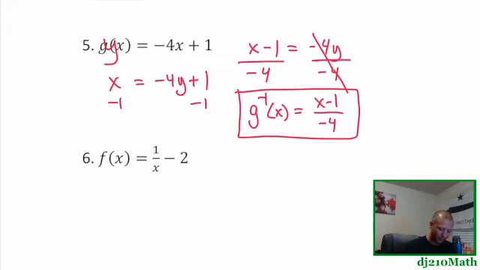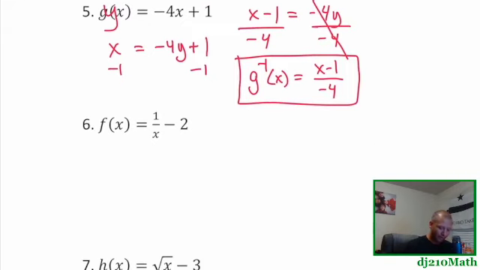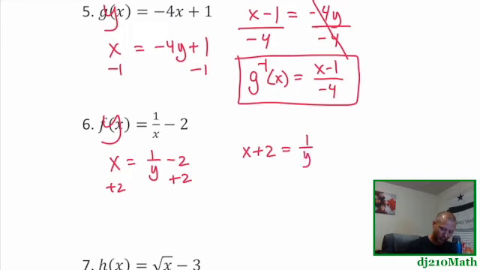Let's go. All right. f of x is equal to 1 over (x minus 2). We converted it to y. Now we're swapping x and y. So x is equal to 1 over (y minus 2). Isolating y, I'm adding 2 to both sides. So x plus 2 is equal to 1 over y.